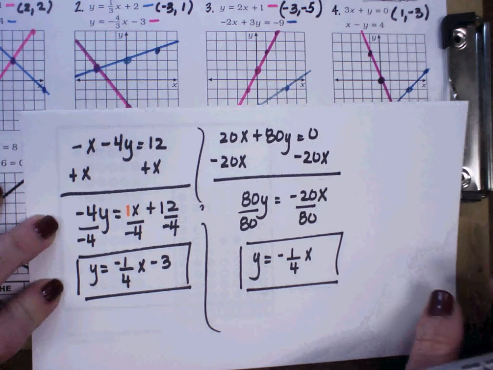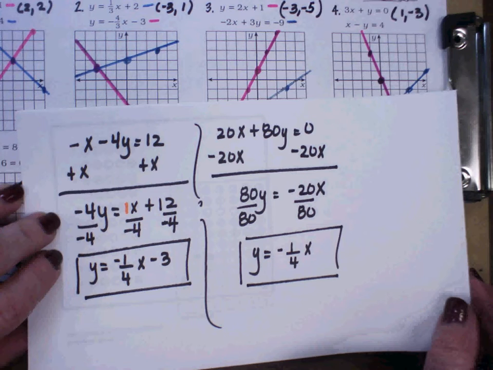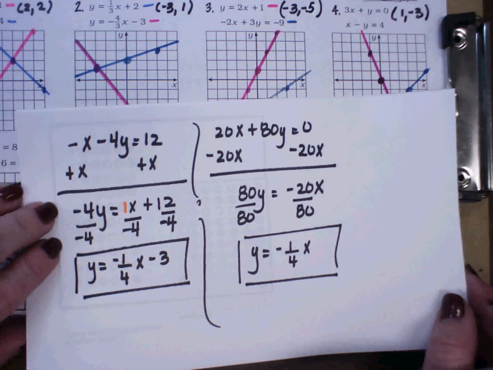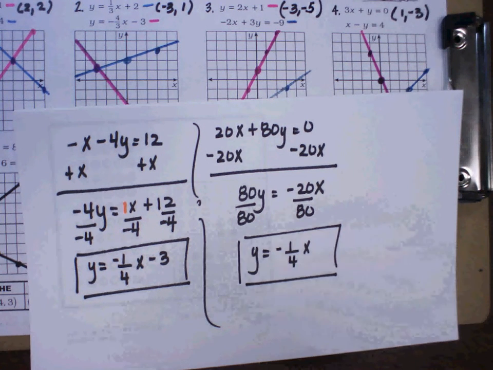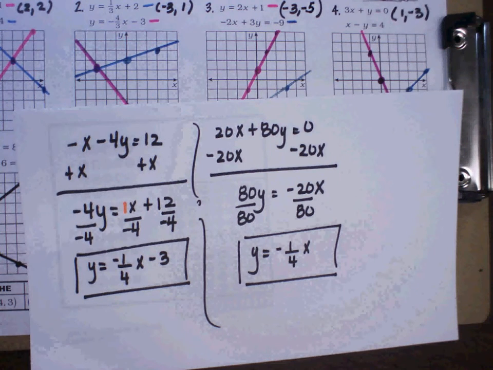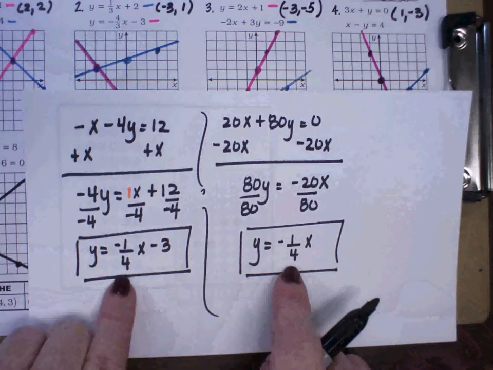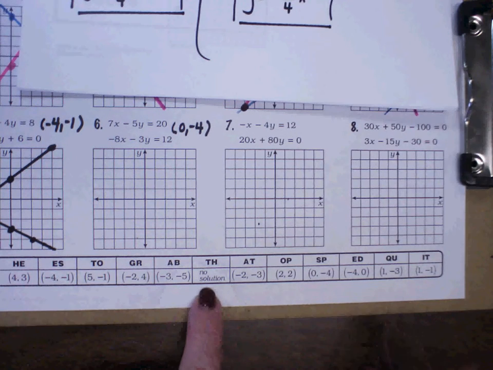All right, this one, ooh, look at them. Same slope. So are they going to touch? No. Parallel? Really? Same slope. They're not going to touch. So what happens? Look at it. Tell me which one. No solution. Very good. This one is no solution right there.